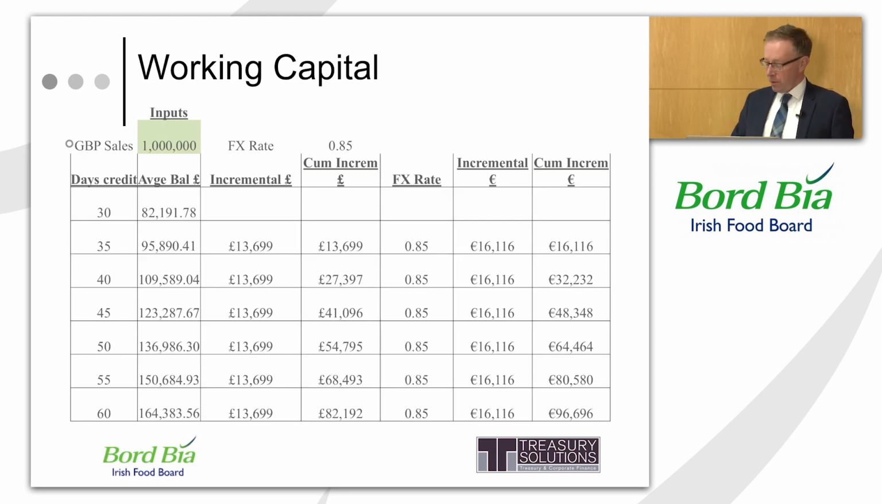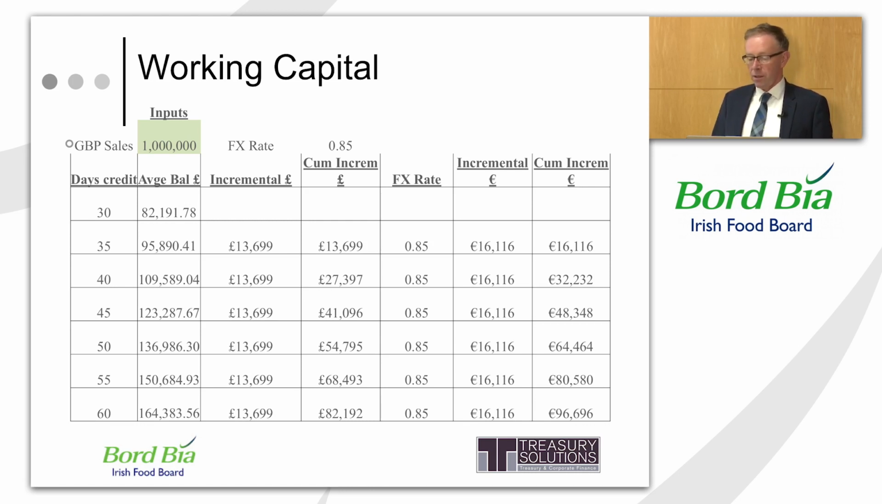So to put this in numbers, let's assume we've got a company that's selling £1 million sterling a year into the UK. There's a current exchange rate of 85 pence, and on average it takes 30 days for its customers to pay it. In that case, the average balance of their sterling debtors will be about £82,000. If those customers then decided to slow down and pay in 35 days rather than 30, the average balance of sterling debtors increases from just over £82,000 to almost £96,000, which is an increase of over £13,500, which at today's exchange rate equates to €16,000.